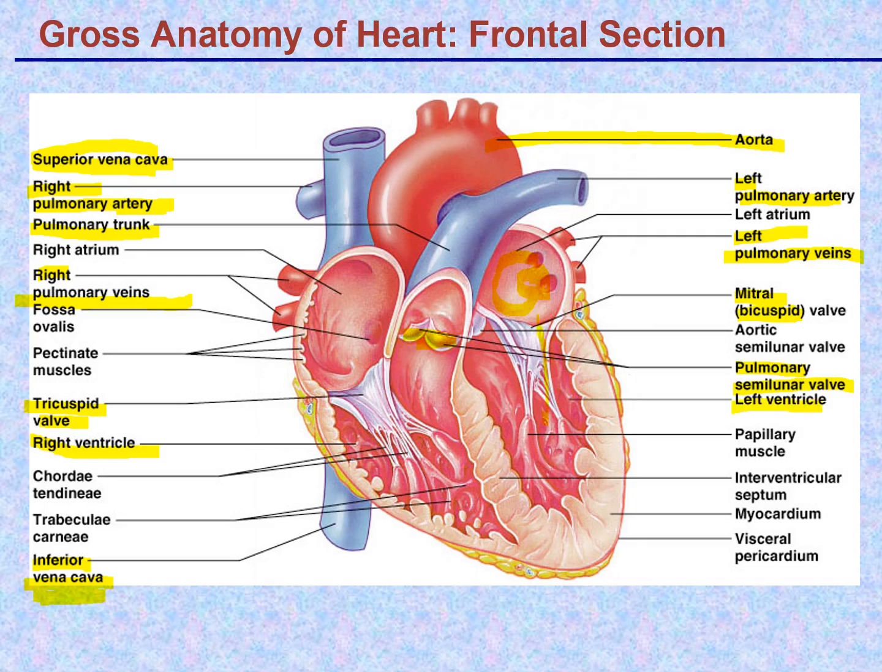So bicuspid or mitral valve comes down into the left ventricle. You'll notice that the left ventricle has the thickest wall. All of this is the thickest area of muscle, and that's because this chamber has to generate the most pressure and deliver blood to the entire systemic circulation. And that blood goes up and out through the aortic semilunar valve, out through the aorta. You can just see the bottom of the aorta here, and it goes out to be delivered to all of the tissues.